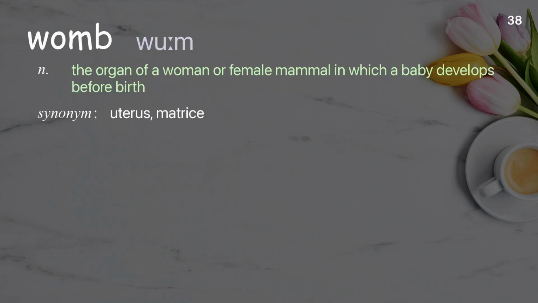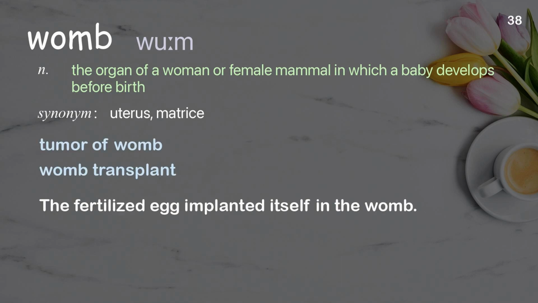Womb: the organ of a woman or female mammal in which a baby develops before birth. Examples: tumor of womb, womb transplant. The fertilized egg implanted itself in the womb.